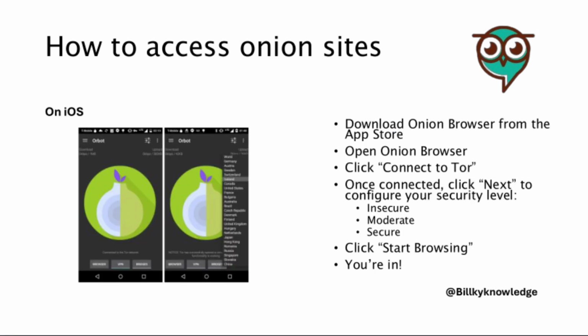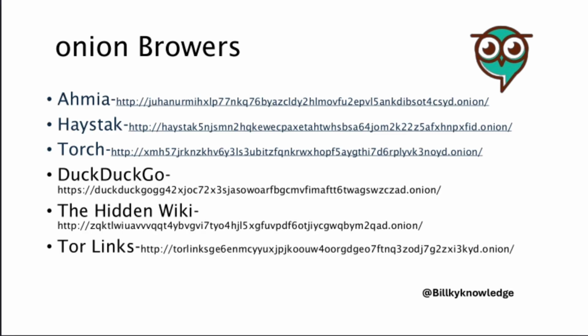On iOS, download Onion browser from the App Store. Open Onion browser, click Connect to Tor. Once connected, click Next to configure your security level. Insecure, moderate, secure. Click Start browsing. You're in.